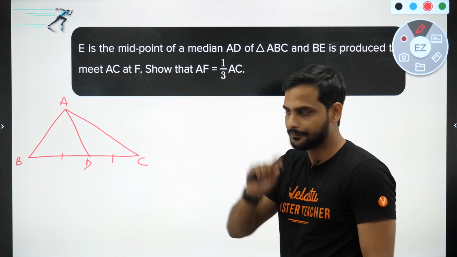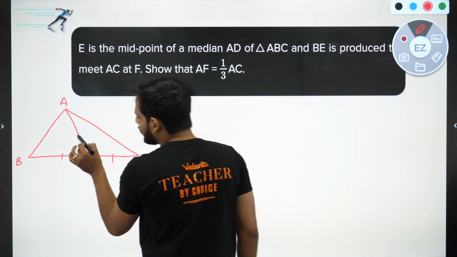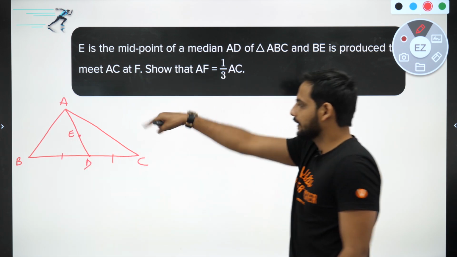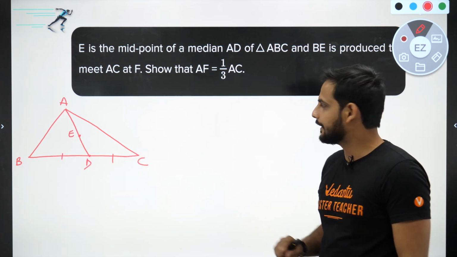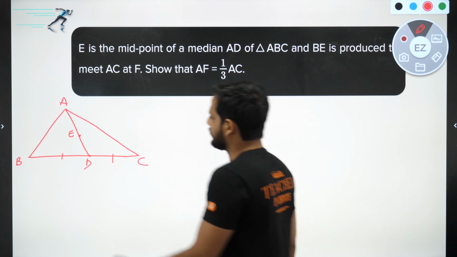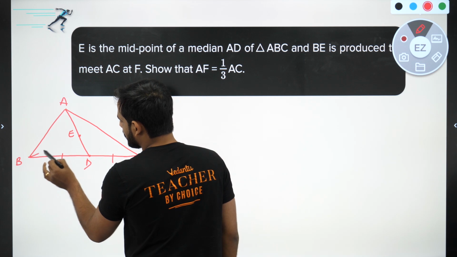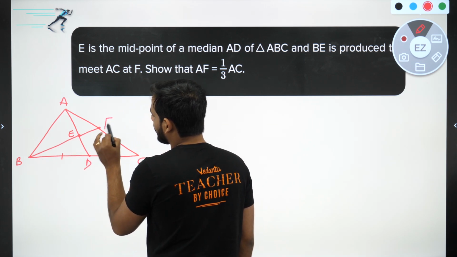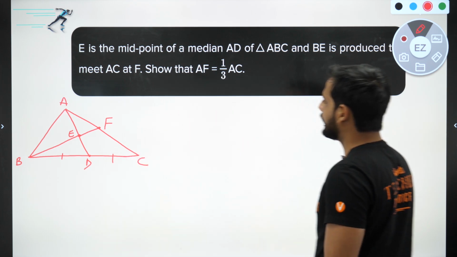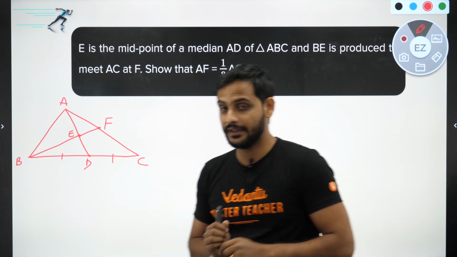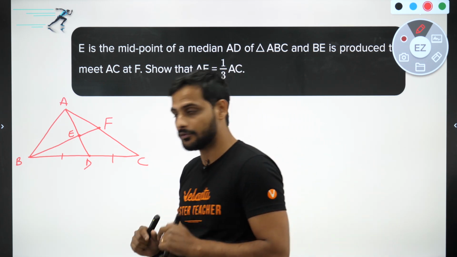D is the midpoint, right? Now E is a point, the midpoint of AD. What they are saying: BE is produced to meet AC at F. Show that AF is equal to 1 by 3 times of AC.